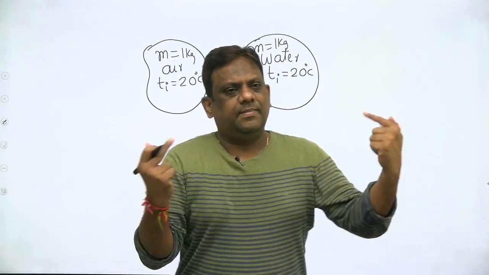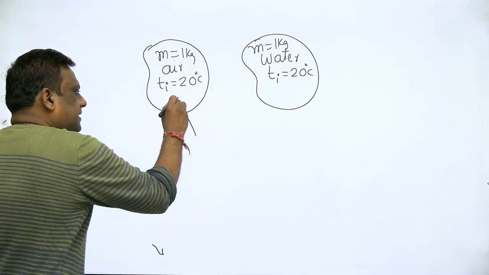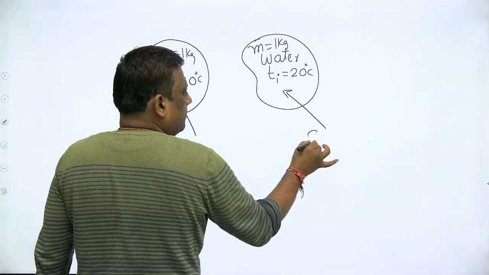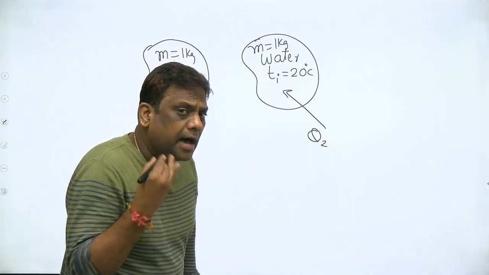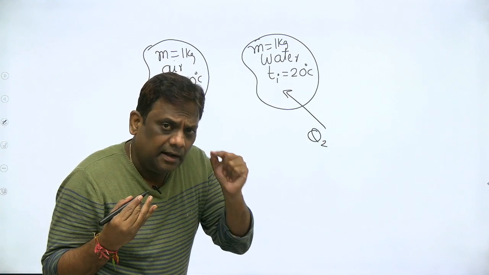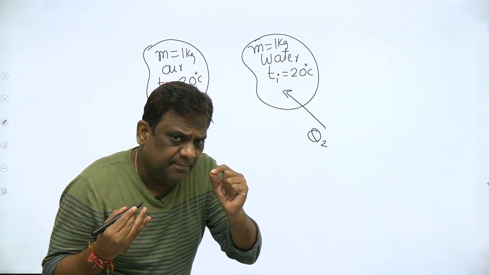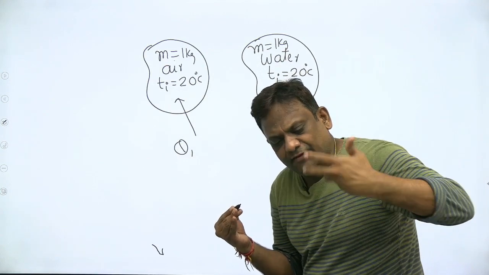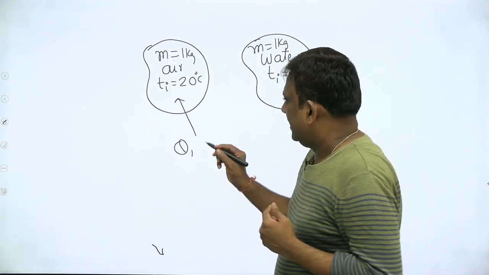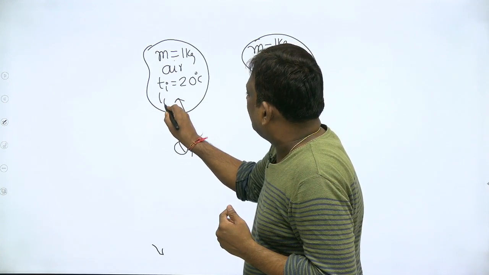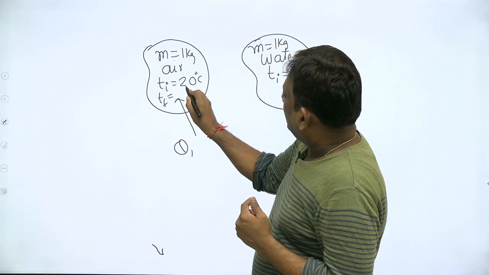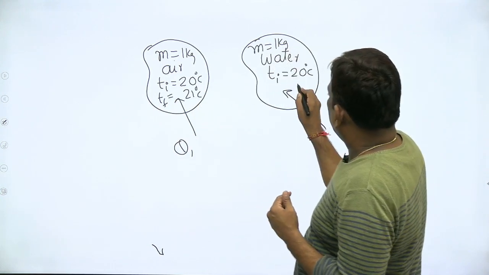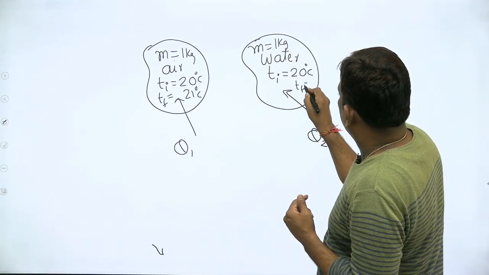Now, supply heat to both. Let me write this as Q1 and this as Q2. How long are you supplying? Until the difference in temperature is 1 degree centigrade. Let the final temperature be, heat them. Initially it is at 20, now it is 21 degrees centigrade in both cases.